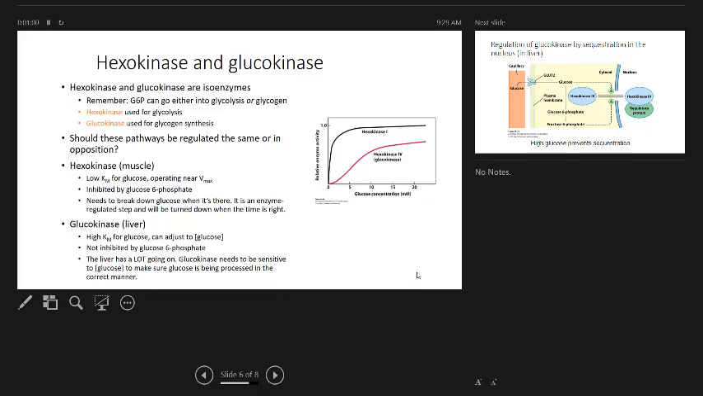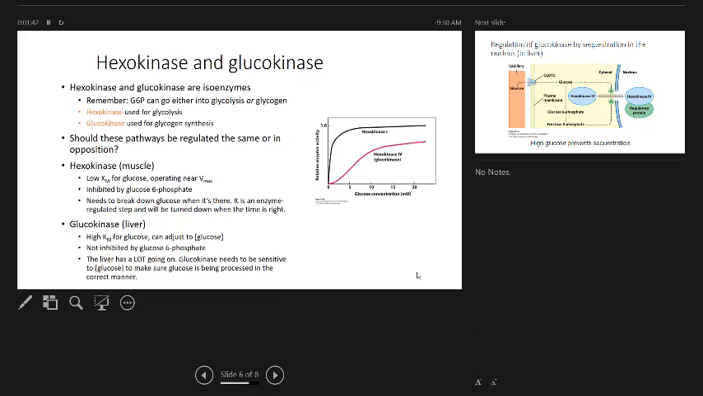So if you're in the muscle and you have glucose, remember the muscle can't do gluconeogenesis. They have some glycogen, but not quite to the extent as the liver. So when hexokinase in the muscle sees glucose, it's going to be like, bam, let's turn that glucose into pyruvate. We need to do some movement. And so it has a Km that's really, really low. It's way below the level of glucose in the cytosol. So it's already going to be operating at Vmax. So when it sees glucose, it's going to turn that glucose into pyruvate.